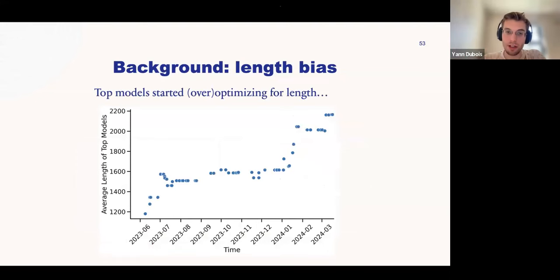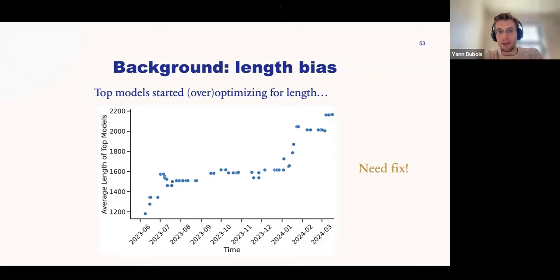So when we released the benchmark, here you see time on the x-axis, and on the y-axis you see the average length of the top 10 models on our benchmark. When we released the benchmark, the average length was around 1,200 characters. And basically over time, and especially in 2024, we saw this huge bump. So the best models became longer and longer and longer, or at least the best models on our benchmark.